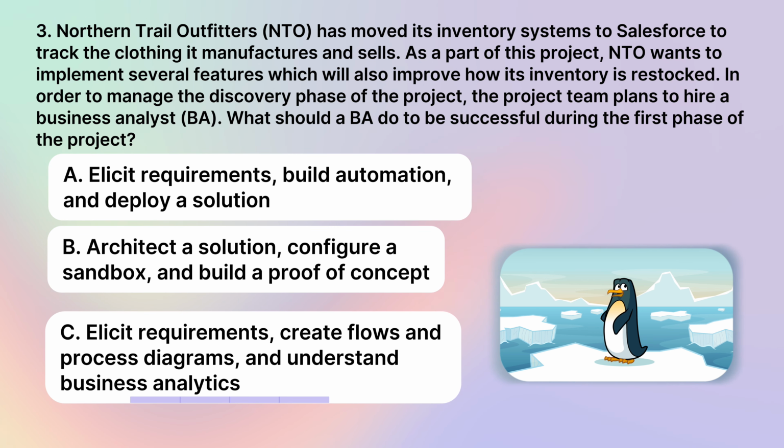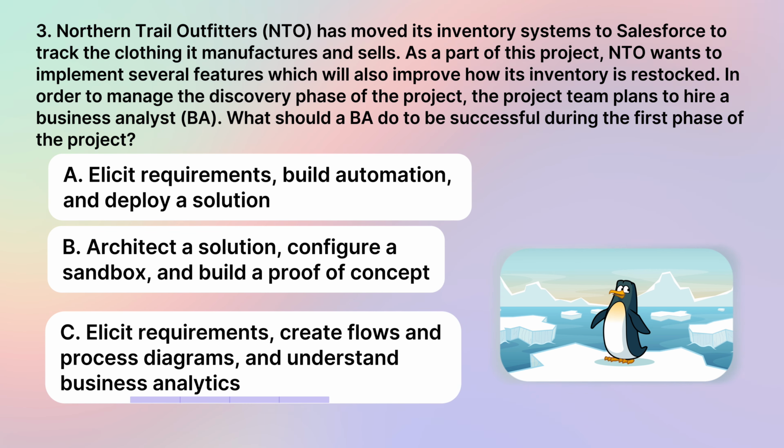To be successful during the discovery phase of the project at Northern Trail Outfitters, a business analyst, BA, should primarily focus on understanding and documenting requirements. Therefore, the most appropriate option is C. Elicit requirements, create flows and process diagrams, and understand business analytics. With option A, elicit requirements, build automation, and deploy a solution, building automation and deploying a solution are typically activities that come after the discovery phase. During discovery, the primary focus should be on understanding the business needs, eliciting requirements, and defining the scope of the project.